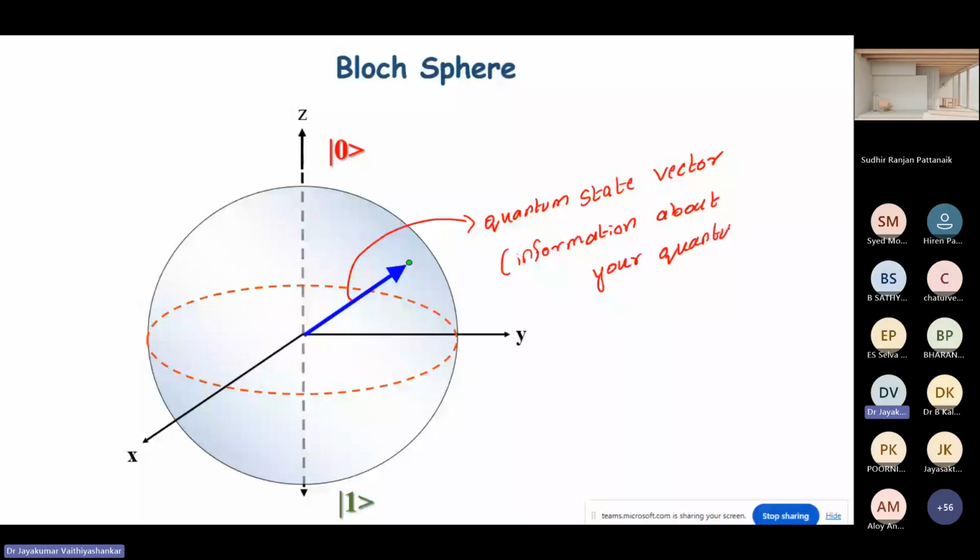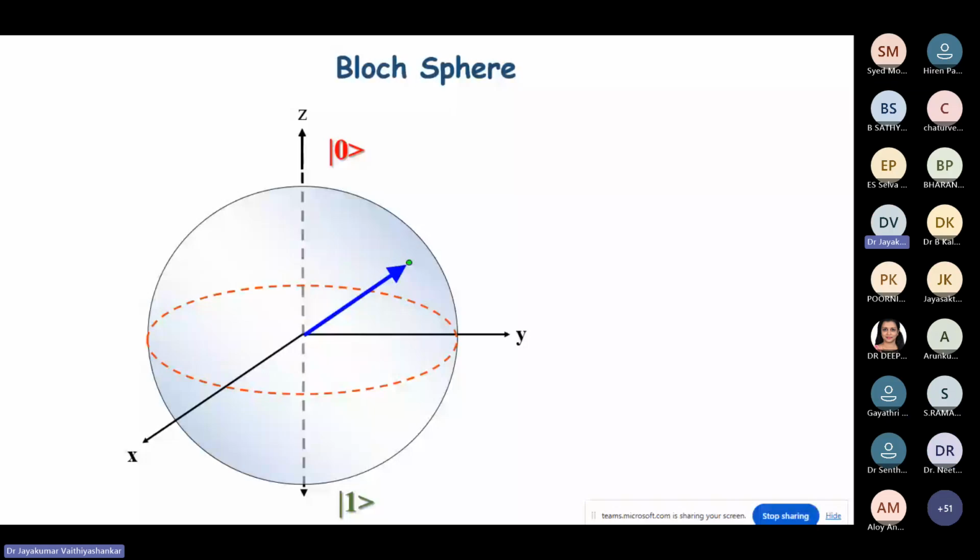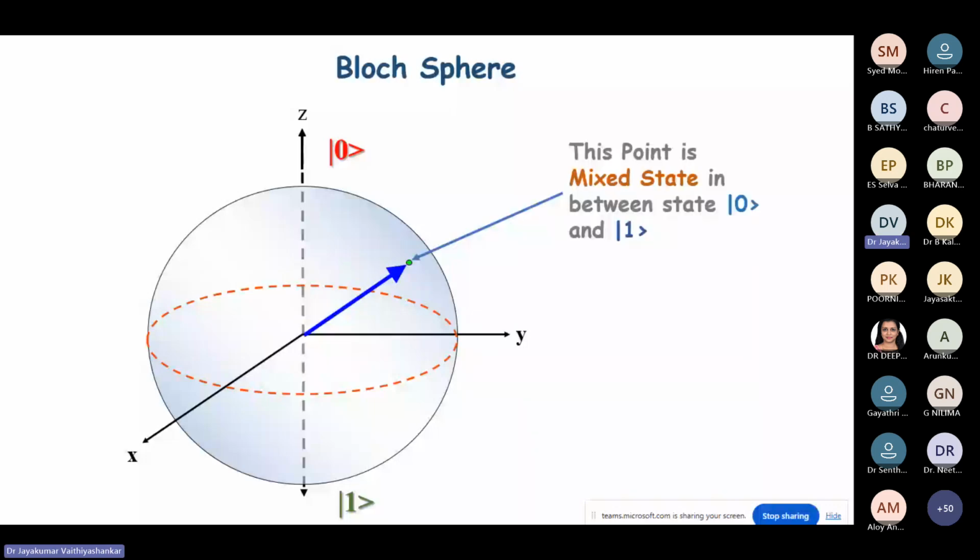So whatever particle you are using as a qubit, this will give information. If you want to know your quantum particle, definitely you need to know where your quantum state vector is pointing. Whenever the green particle moves over your Bloch sphere, this quantum state vector also moves. It is like a synchronized action. So this point is technically called mixed state, or you can say superposition state.